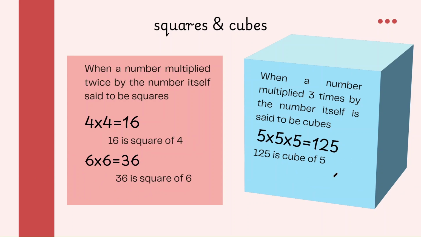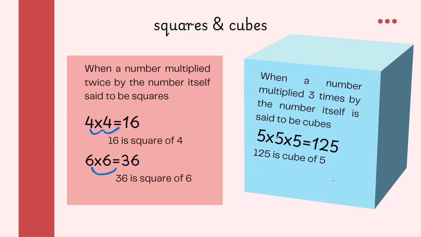Squares and cubes. When a number is multiplied twice by the number itself, it is said to be a square. We have seen the number multiplied many times. If it is multiplied only 2 times, then it is said to be a square. Same number is repeatedly multiplied only 2 times. 4 into 4 is 16. 6 into 6 is 36. So 16 is the square of 4, and 36 is the square of 6. We can say like that.